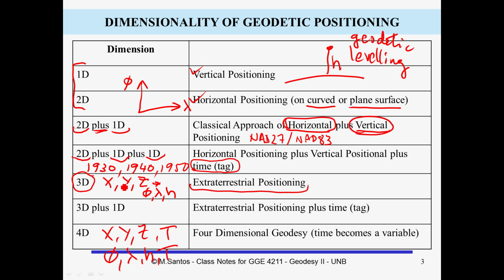We can transform to latitude, longitude, and height. These are not the same things. We're going to see and emphasize X is not the latitude, Y is not longitude, Z is not height. Okay, they are different. This is a Cartesian coordinate system. X, Y, Z, and phi lambda H is a curvilinear coordinate system.